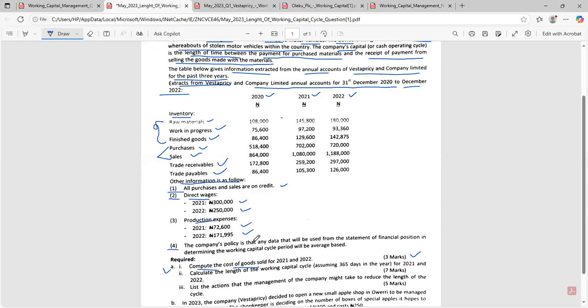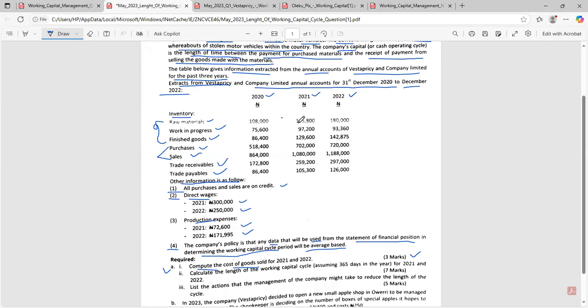It states that the company's policy is that any data that will be used from the statement of financial position in determining the working capital cycle period will be average based. It means that any financial data or any figure we are using here to compute the working capital cycle, let us make sure that that figure is average. When I was giving the formula, I explained this to you. I told you that you can use the 2020 figure on its own or 2021 on its own, or you can look for the average: opening plus closing, divided by 2.